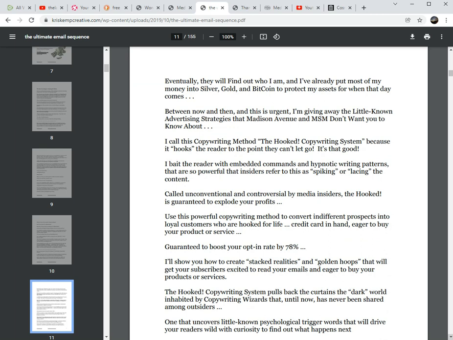I call this copywriting method the Hooked Copywriting System because it hooks the reader to the point they can't let go. It's that good. I bait the reader with embedded commands and hypnotic writing patterns that are so powerful that insiders refer to this as spiking or lacing the content. Called unconventional and controversial by media insiders, the Hooked Copywriting System is guaranteed to explode your profits.